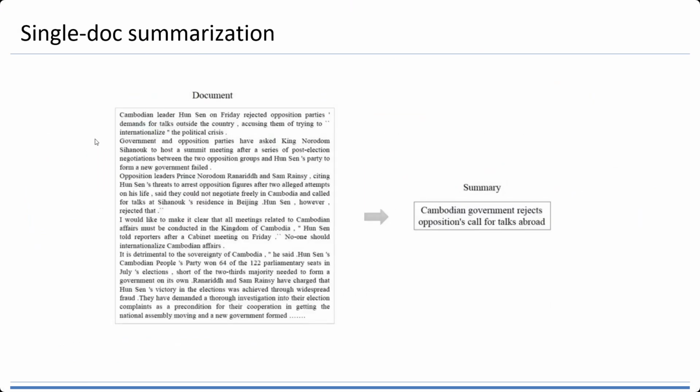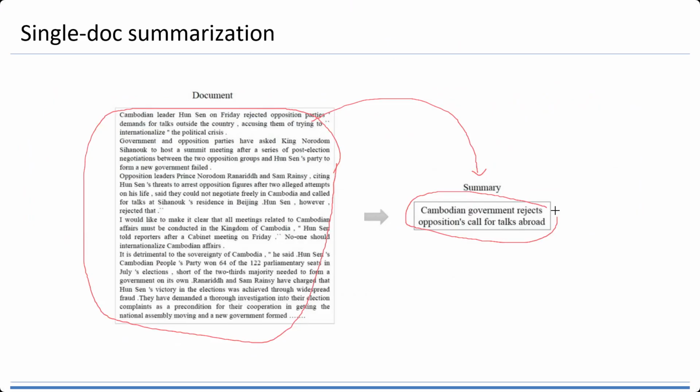So for example, this is a single doc summarization. So we have a very long document, and of course, if you try to understand this one, it takes more time. So you can make the summary. The summary will be short. Okay, we know that this document is about the Cambodian government that rejects opposition call for talks abroad. So this is the summary.